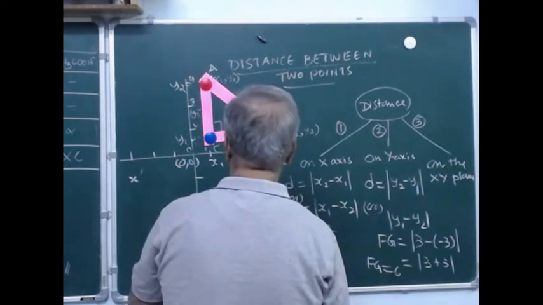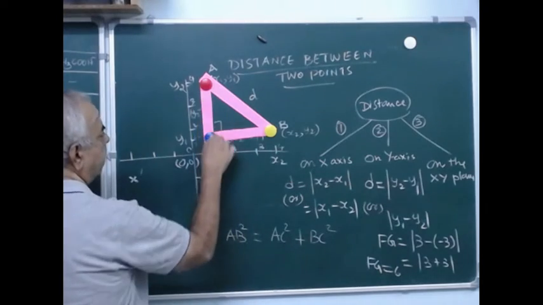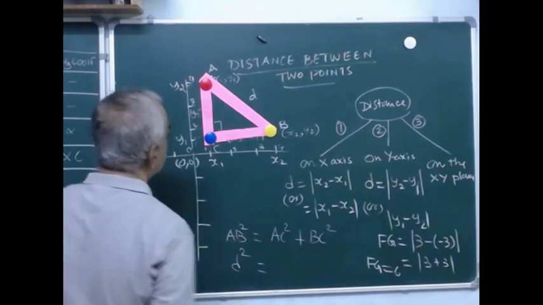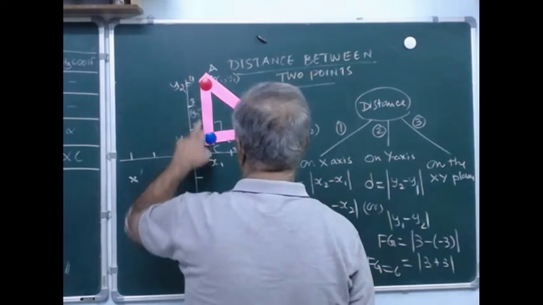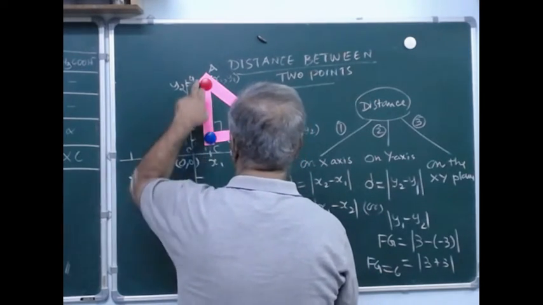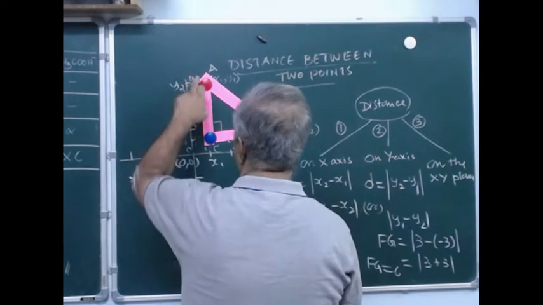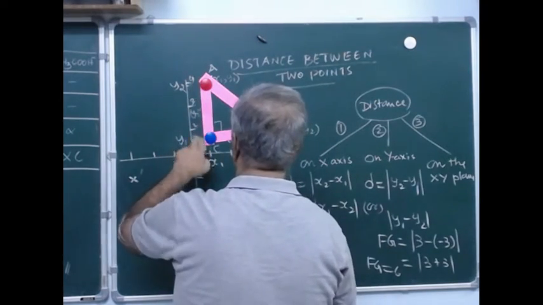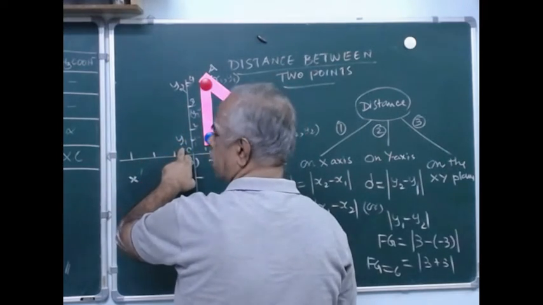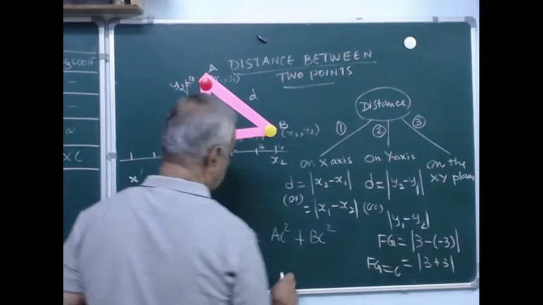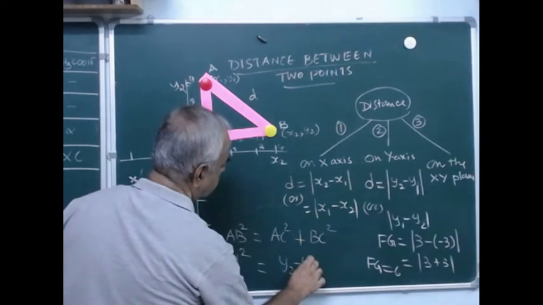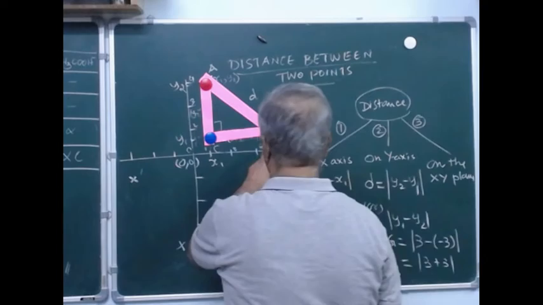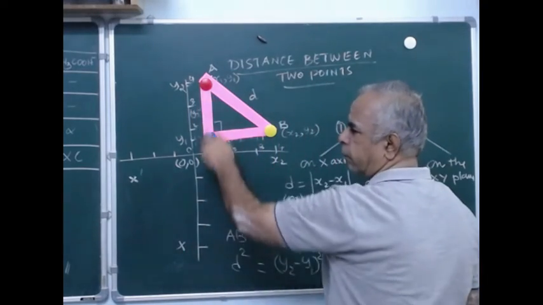Now AB is the distance here. So D squared is equal to AC squared. AC squared is nothing but y2 minus y1. Are you able to follow? So you can put y2 minus y1 the whole squared, plus BC squared.